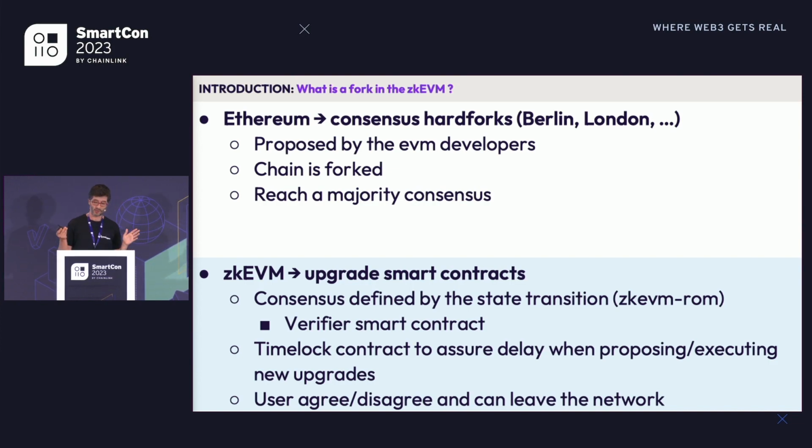The thing is, okay, I'm just doing an upgrade, I'm just doing a fork, but as in Ethereum, you can choose whether to stay in a previous hard fork or whether to continue in the new one. So in the zkEVM, we have this timelock smart contract. It's very commonly used in protocols. This timelock smart contract assures that you propose the upgrade, and then before executing the upgrade, you have some time. So you give the user some time in order to leave the contract if necessary.